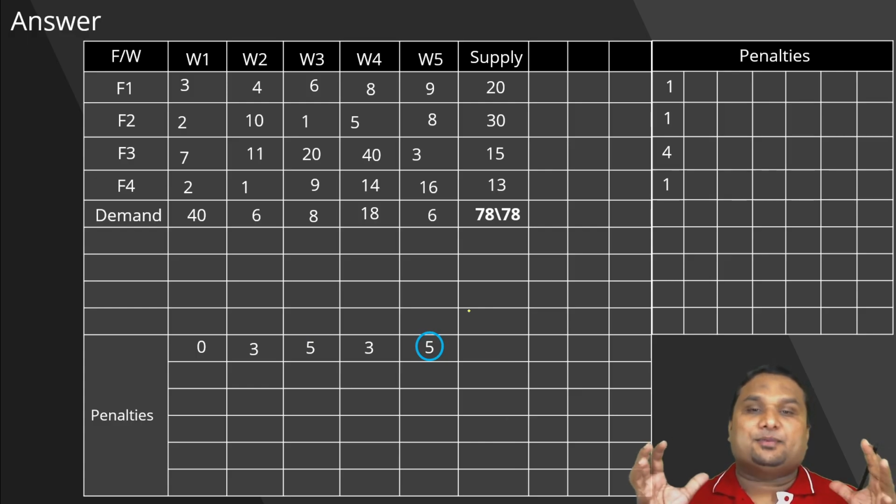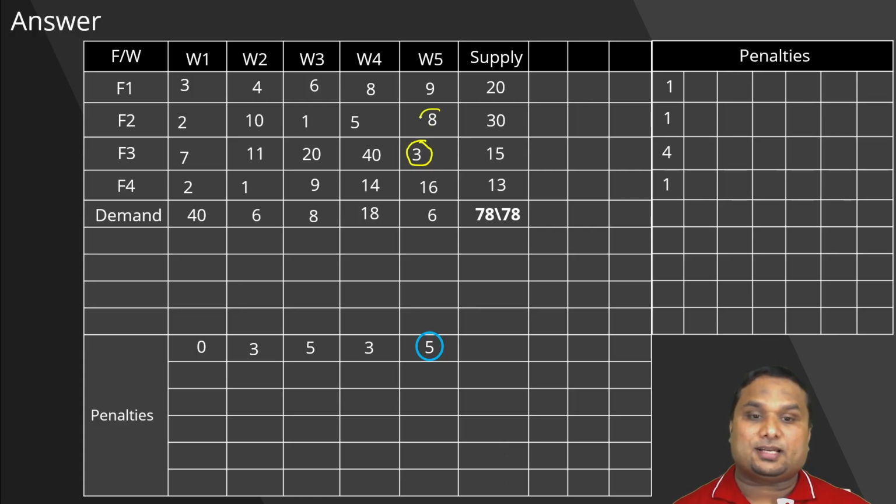Now, what is the meaning of this 5? If I am not able to transport at rupees 3 per unit, then you have to transport at rupees 8 per unit. That is the meaning itself. So what should I do? I have to make the maximum possible transportation at the lowest cost. That means at this 3, I have to make the maximum possible transportation. That is the meaning of this 3 itself. So once we select the highest penalty, choose the lowest value from the highest penalty row or highest penalty column. So the lowest cost is 3.